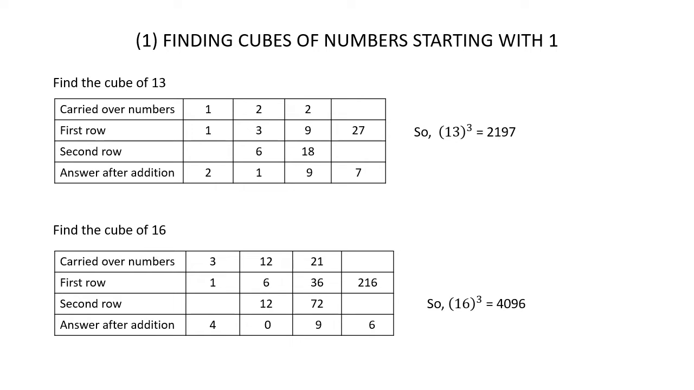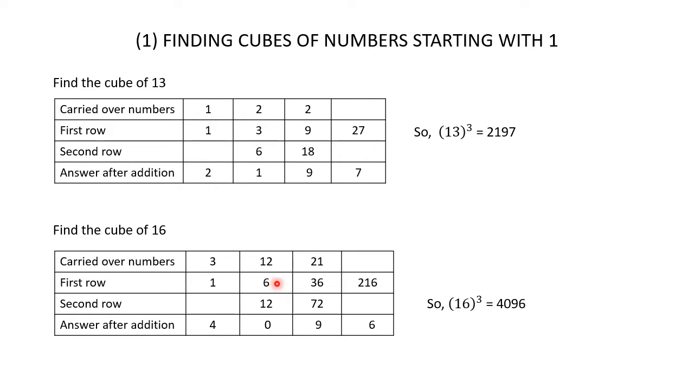Let's look at another example. Find the cube of 16. Since the number 16 starts with 1, write 1 in the first column. Write 6 in the second column. 6 squared is 36. Write 36 in the third column. 6 cubed is 216. Write 216 in the fourth column.